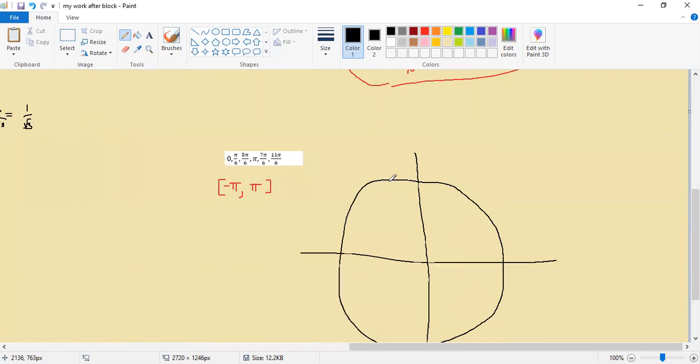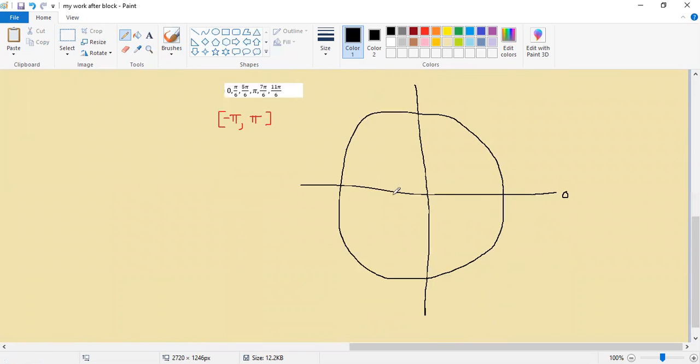0 is here, right? Pi over 6 is here, and 5 pi over 6 is here. Pi is here, and 7 pi over 6 is here. 11 pi over 6 is here.